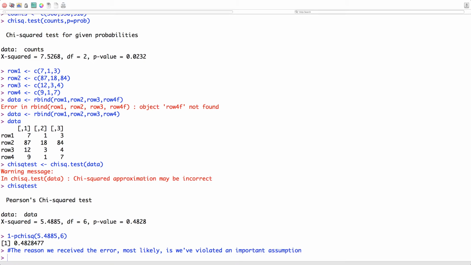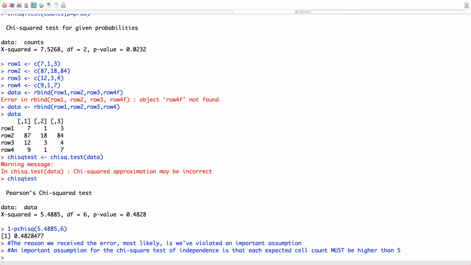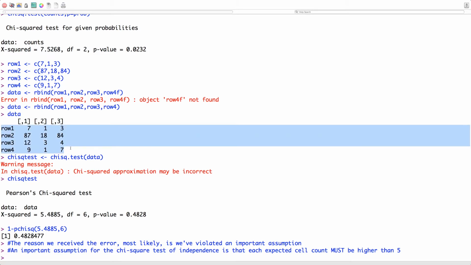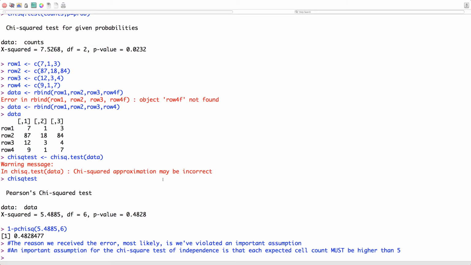One of the important assumptions for the chi-square test of independence is that each expected cell count must be higher than 5. You can see that I have very, very small cell counts here, 1 and 1. Again, this is the observed matrix, so don't get that confused. But it makes sense that the expected cell count in some cell may be less than 5.